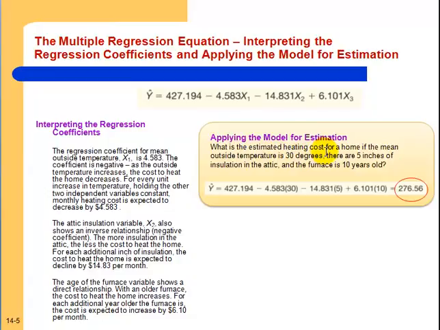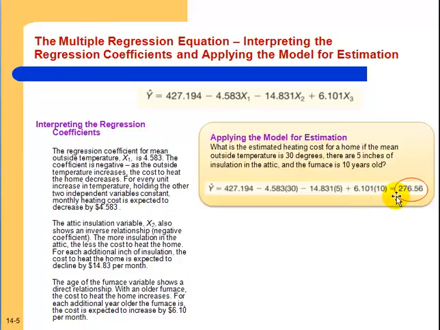So apply the model for estimation. What is the estimated heating cost for a home if the mean outside temperature is 30 degrees, there are 5 inches of insulation in the attic, and the furnace is 10 years old? The estimated heating cost equals 427.194 minus 4.583 times 30, because the first independent variable is 30 here, minus 14.831 times 5, because the inches of insulation is 5, plus 6.101 times 10, because the age of the furnace is 10 years.